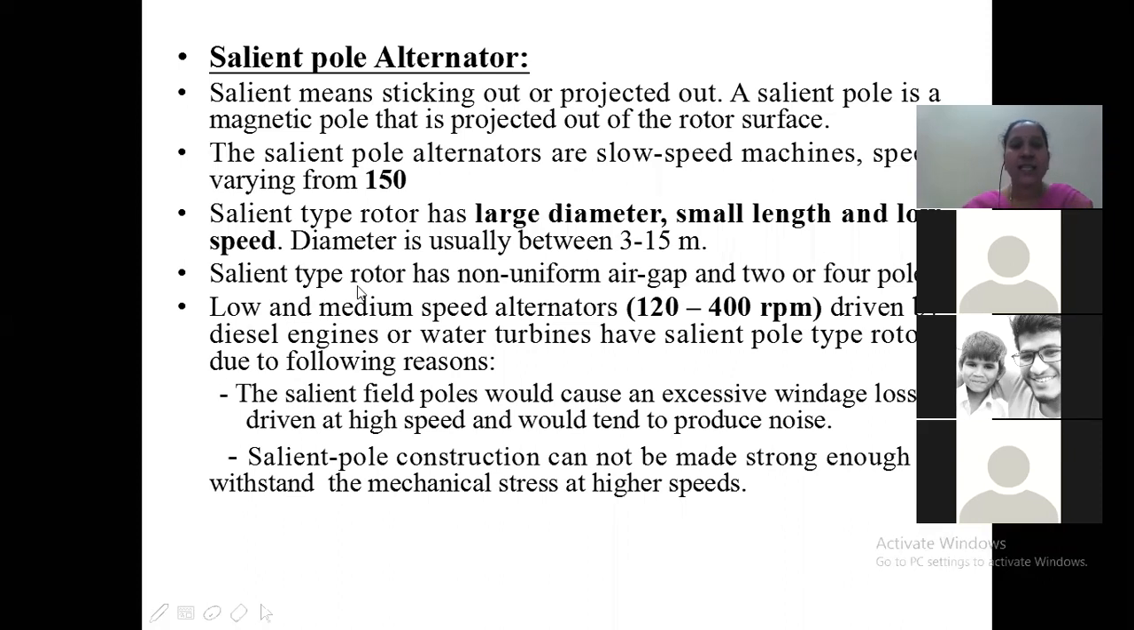Yes. Salient type rotor has a non-uniform air gap and 2 or 4 poles. Low and medium speed alternators, that is around 120 to 400 RPM, driven by the diesel engines or the water turbines, have salient pole type of rotors due to the following reasons.